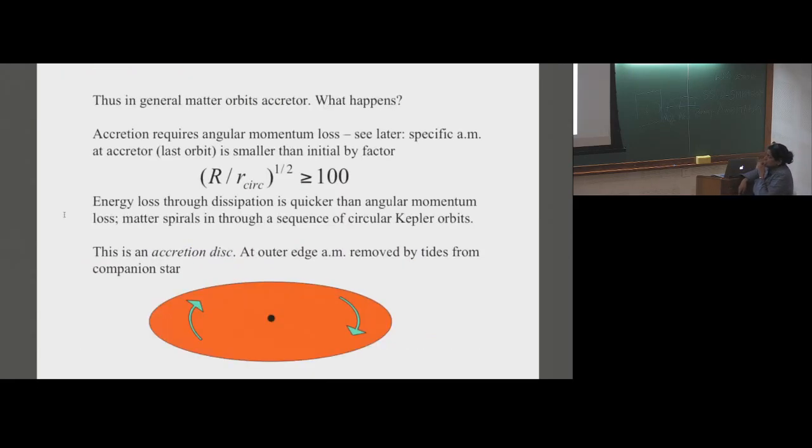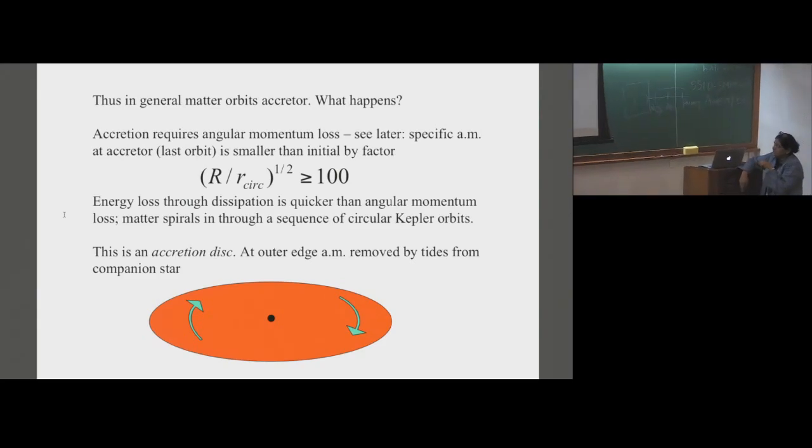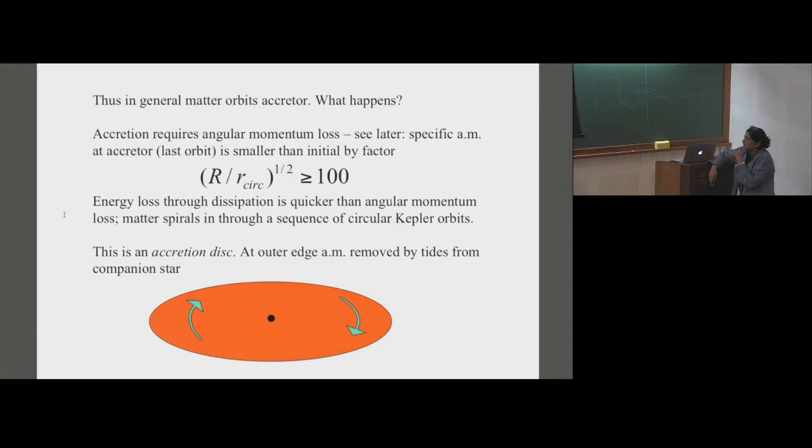So basically, this disk structure and the final accretion are going to require that all the angular momentum in the gas be lost. And so then you can actually calculate what is the radius of the final orbit, how much that orbit has to shrink. Because remember, that's the energy that we're getting rid of, the angular momentum in the orbit. And then you find that the energy loss through dissipation is actually quicker than angular momentum loss. So we think that basically matter will spiral in by a sequence of circular Keplerian orbits. The orbits will shrink and get smaller and smaller, and eventually they will fall in. Okay, so this is the accretion disk.